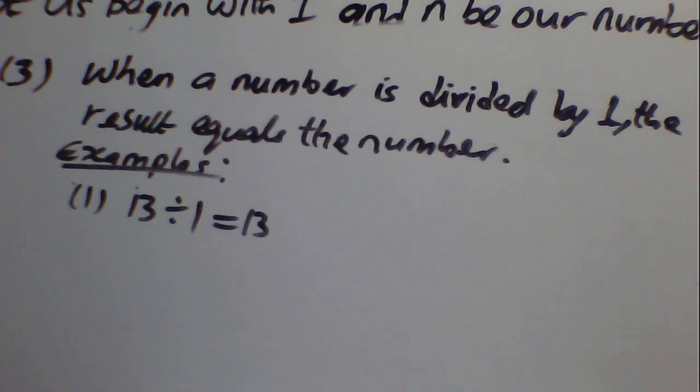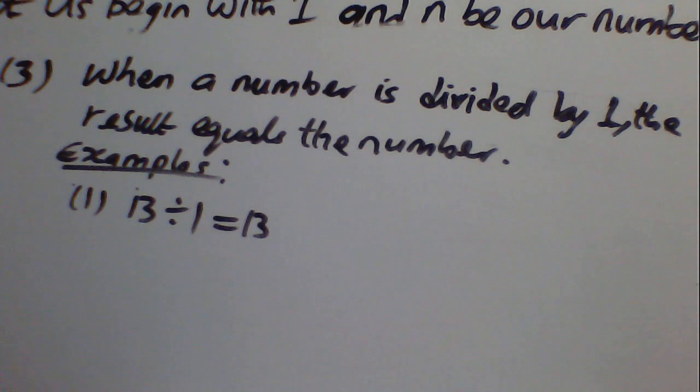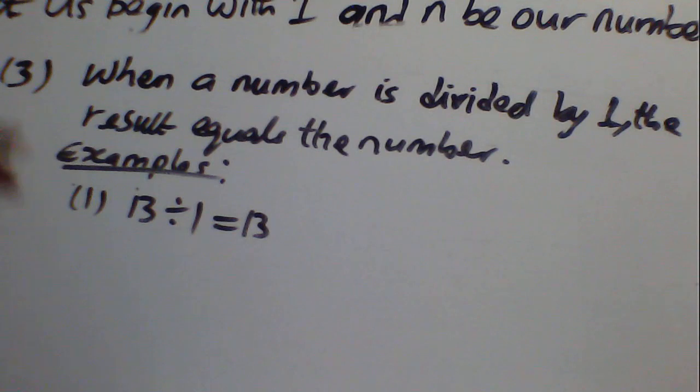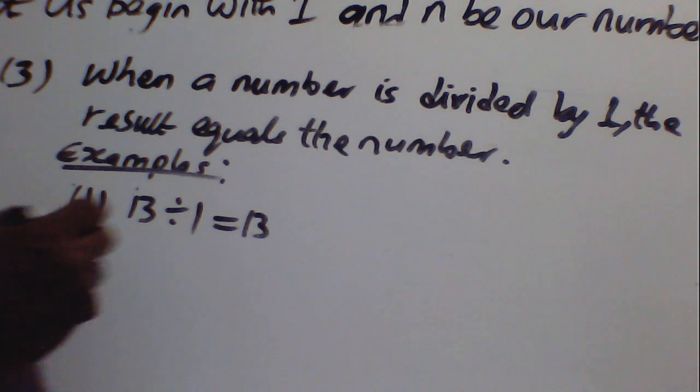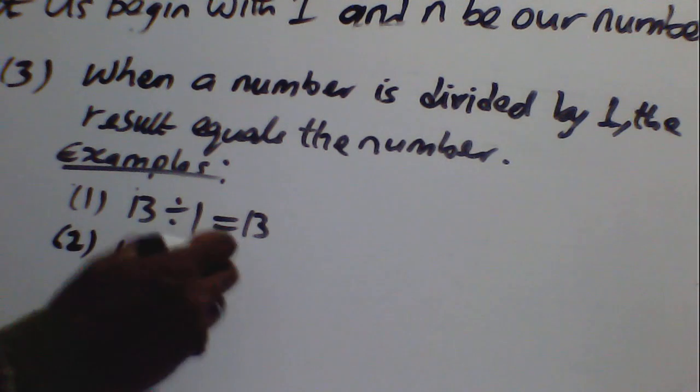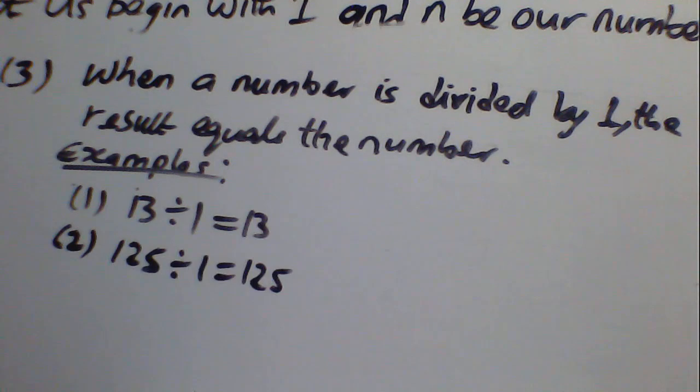So you should know the difference between consecutive sections we have treated. That will enable you to compare the difference between them. The other one, 2, we talked about 1 divided by a number. In this case, we are talking about a number divided by 1. So when a number is divided by 1, the result equals the number. 13 divided by 1 is equal to 13. So 125 divided by 1 is equal to 125.